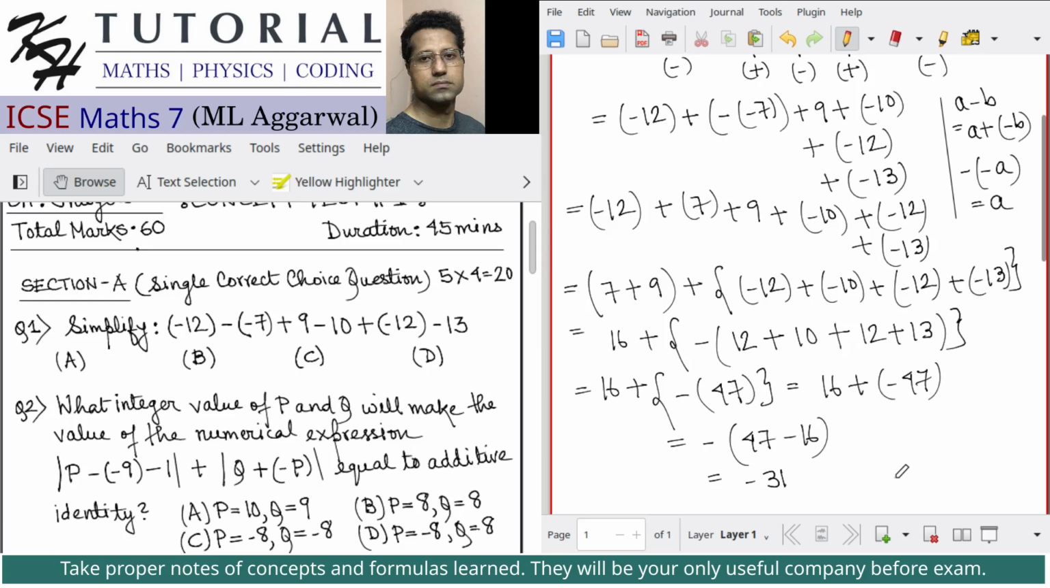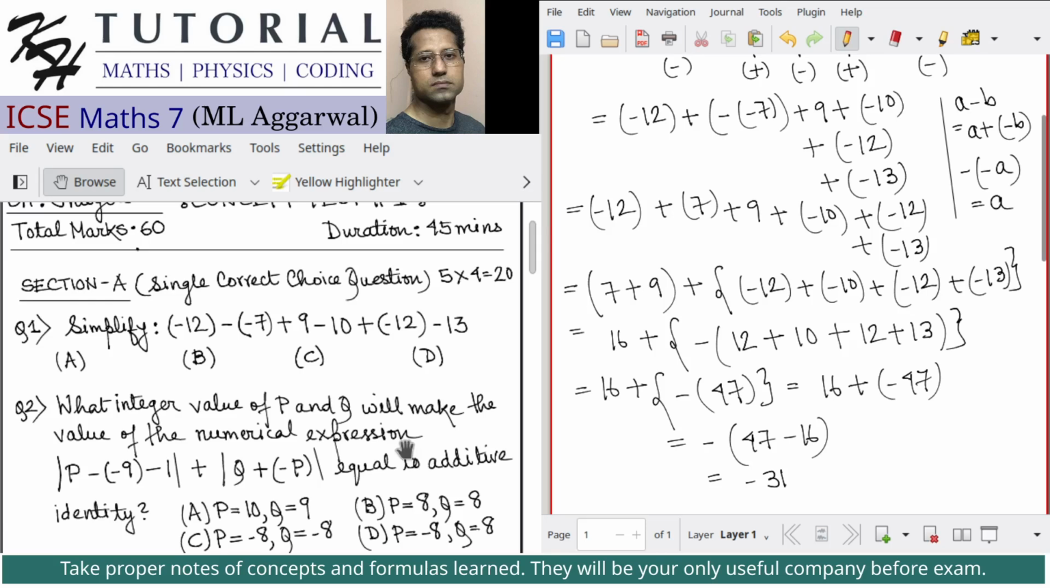And I did a blunder. I forgot to put the choices for question number 1. So I'm really sorry for this. Anyway, I think there is no silly mistake or calculation mistake, and the simplified value of the expression should be minus 31.